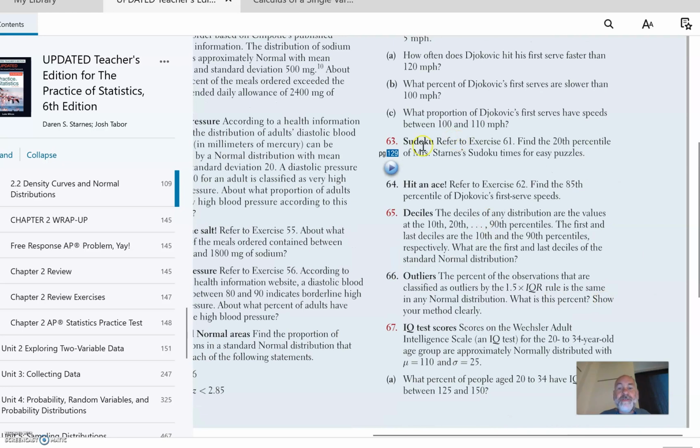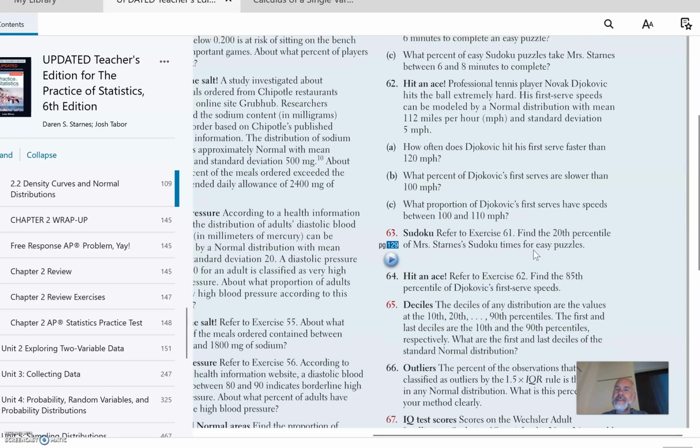And then finally on 64, it's the same situation. It's Djokovic again, and now they give you the percentile, and you have to work backwards to figure out what his serve speed is. So you see that working backwards thing. Here's the percent, you work out what the z-score is, and then use that to figure out the value. So the tennis stuff is all very much norm CDF and inverse norm using that flow chart.